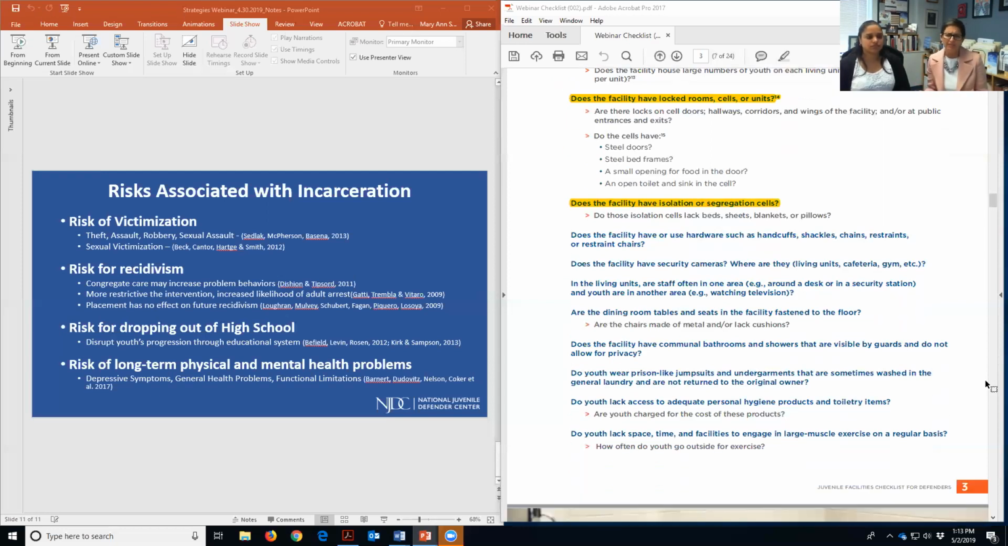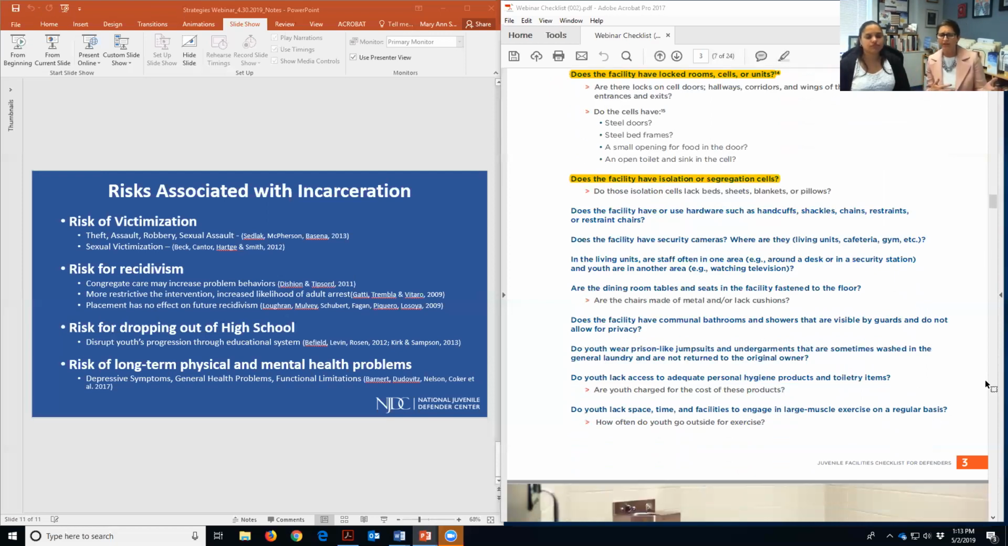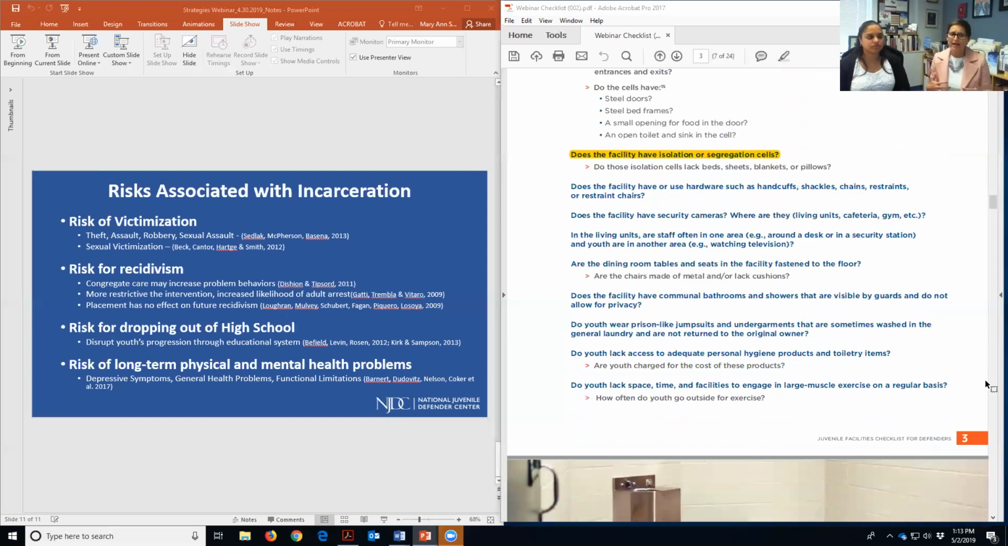What do those facilities look like? What are the rooms like? And recognizing, again, as we look on the other side of the screen, how those practices really heighten the risk for victimization and trauma in the lives of our young people, and really worsen their long-term outcomes.